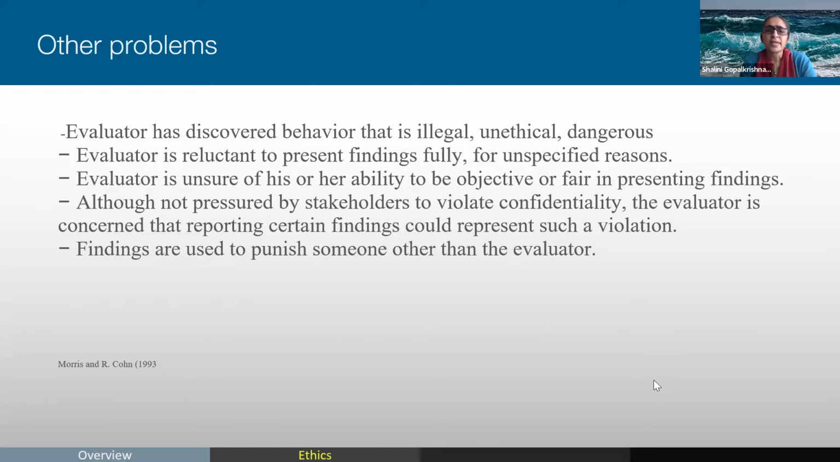What other problems can happen? You, as an evaluator, may find that there are illegal or unethical things happening, and you have to take care of that. Sometimes you can get the full findings, but they don't want you to present them. Sometimes you yourself are like, oh God, am I not good enough? Maybe I'm not great. Or sometimes you'll say, oh, I'm going to do this because now I can punish somebody. So there are many, many problems which happen ethically.